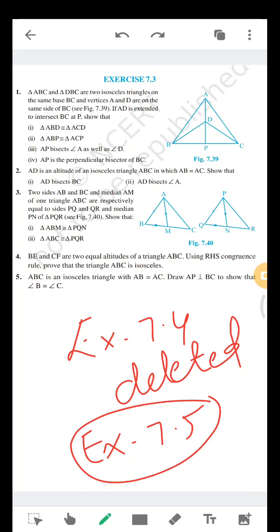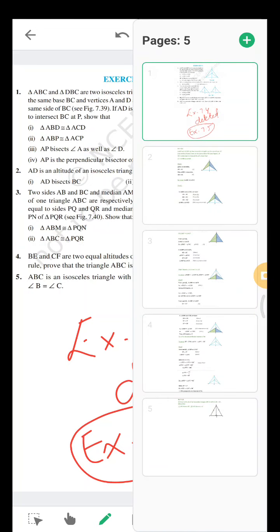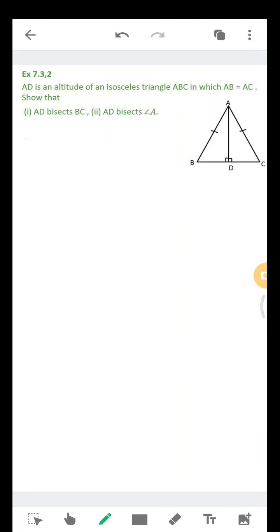So I'll continue with question number 2 today in this session. It's given that AD is an altitude of an isosceles triangle ABC. What is AD here? AD is an altitude. What do you mean by altitude? Altitude is nothing but height. So AD is perpendicular. Height is always perpendicular to the base here. So AD is an altitude and it should be perpendicular, in which AB is equal to AC.